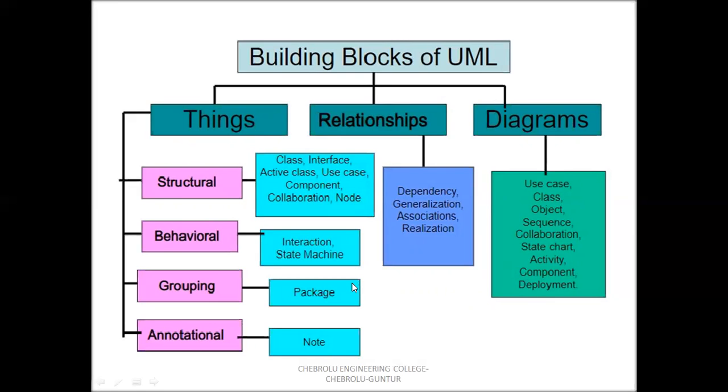First one, structural things. There are seven types of structural things. The first one, class. Second one, interface. Third one, collaboration. Fourth one, use case. Fifth one, active class. Sixth one, component. Seventh one, node. Next, there are two types of behavioral things. First one, interaction. Second one, state machine. Next, grouping things. There is one type of grouping thing, that is package. Package means a collection of classes or a collection of any components. Annotational things means notes, that is, the comment lines.